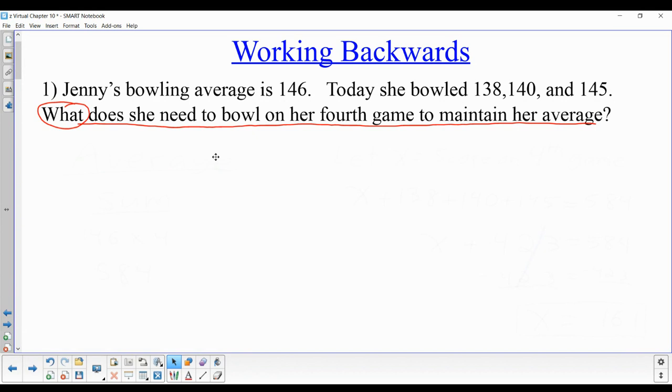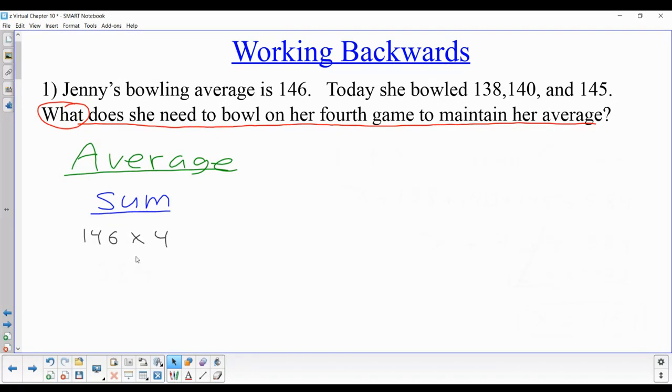So to do that, you take what the average was. The average was the sum divided by how many there are. That gives you the mean. We have the mean, so what we're going to do is work backwards. We're going to take the 146 and multiply it by 4. There's 4 games, they average 146. That means they should have a total of 584.